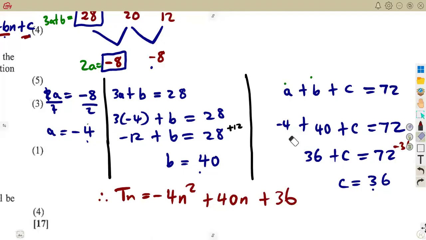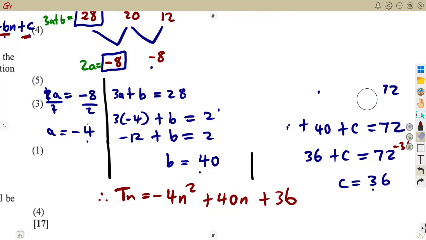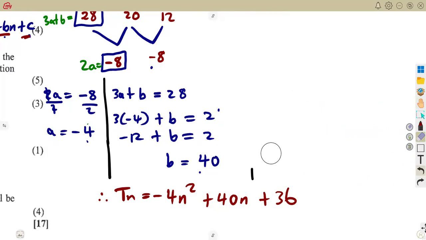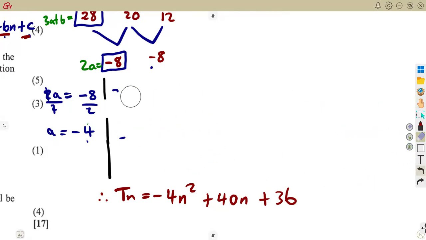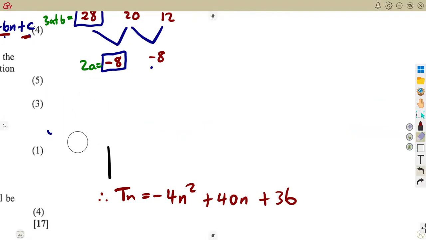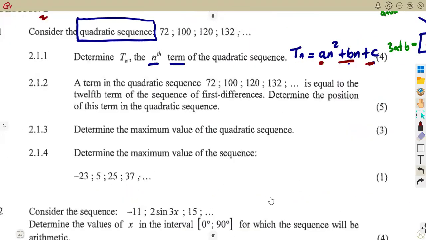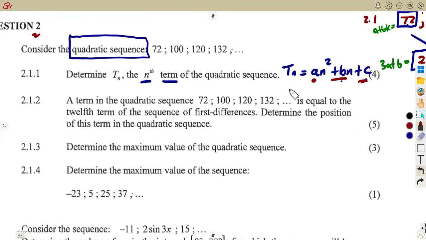So questions can be like this. You have to be very, very careful in your simplifications. All right, so we are going to have this nth term to answer any question about this quadratic sequence. So we actually need this Tn to answer any question. Maybe we're going to need that. So that is Tn. Remember, it is equal to, we obtained, minus 4n squared plus 40n plus 36. All right, so that's it.